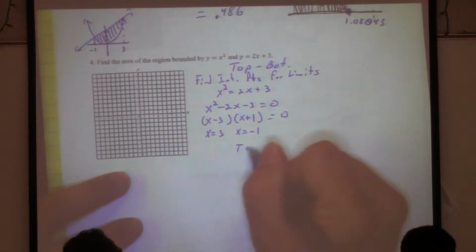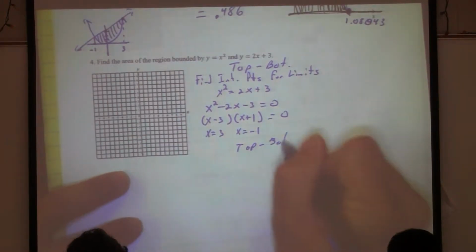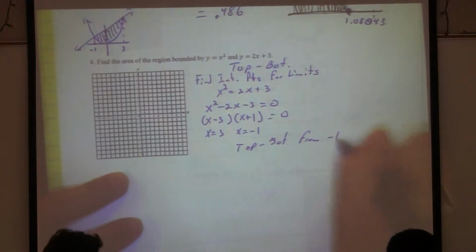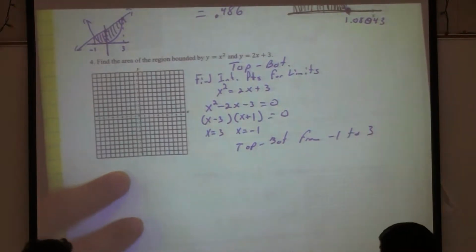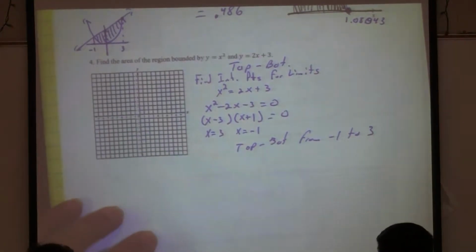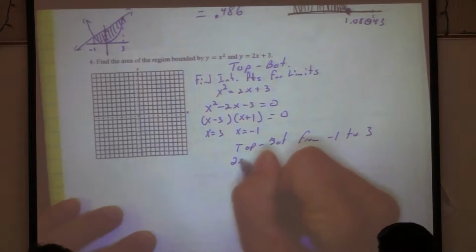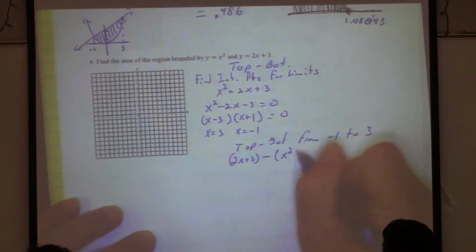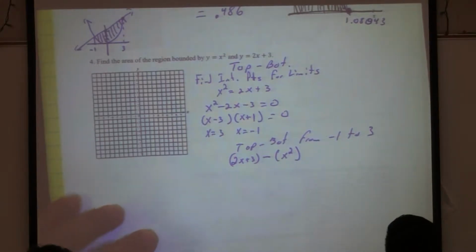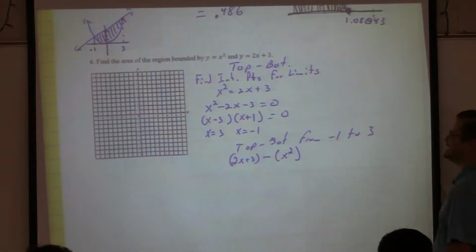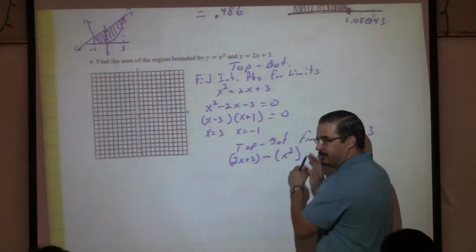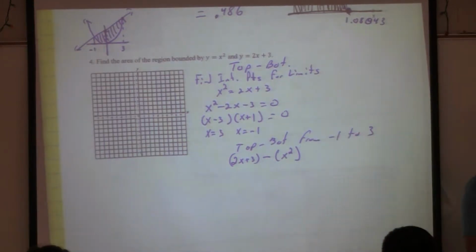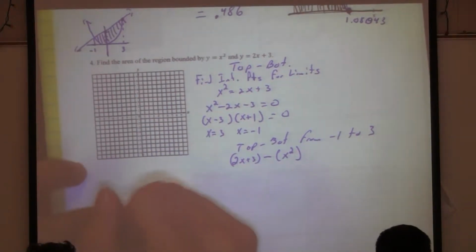So let's see. Top minus bottom from negative 1 to 3. So what's the top function? 2x plus 3 minus the bottom function? X squared. So I like to do this over here on the side to see if I can simplify anything before I put it in the integral, especially if I have to do it by hand. So here there's nothing that can be simplified because there's not going to be any like terms. So we're ready to get started.